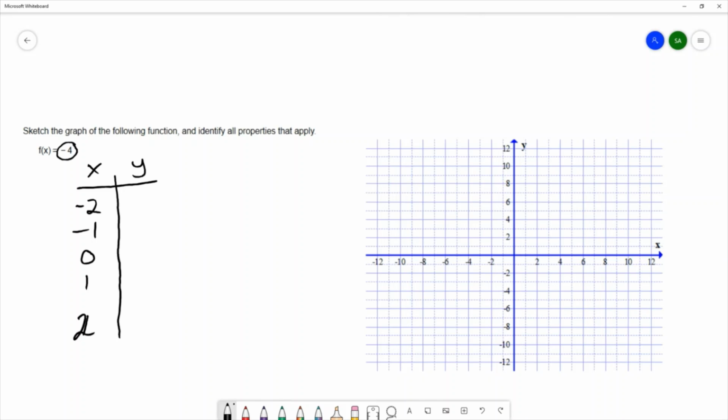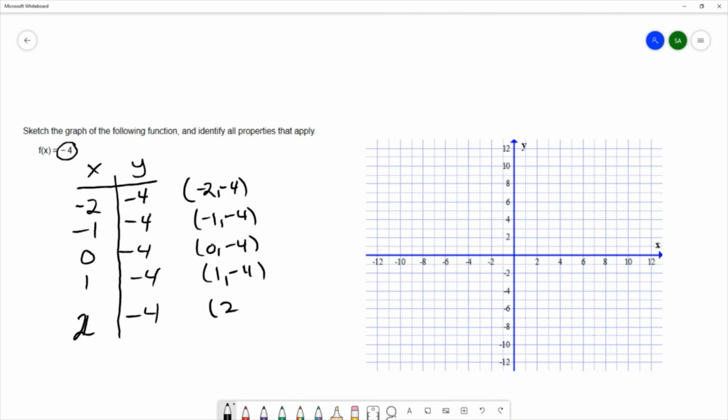this is what we call a constant function, meaning that the y is constant no matter what the x is. So we would get a y value of negative 4 no matter what x you choose. So my ordered pairs would be negative 2, negative 4, negative 1, negative 4, 0, negative 4, 1, negative 4, and 2, negative 4. The y is constant no matter what the x is. So these are the ordered pairs that I would get. And we can see that our graph is a horizontal line.